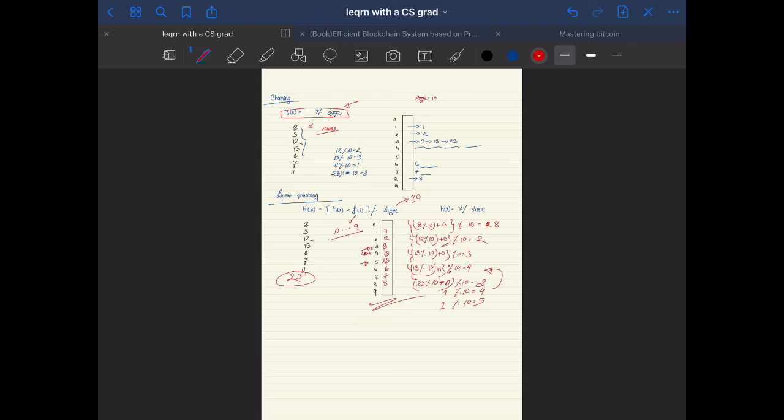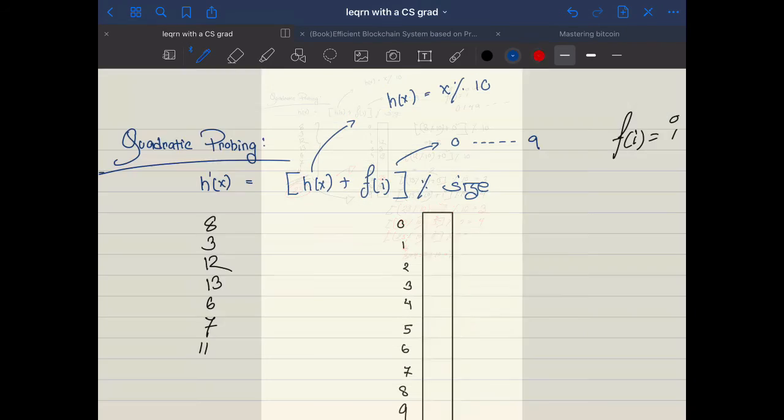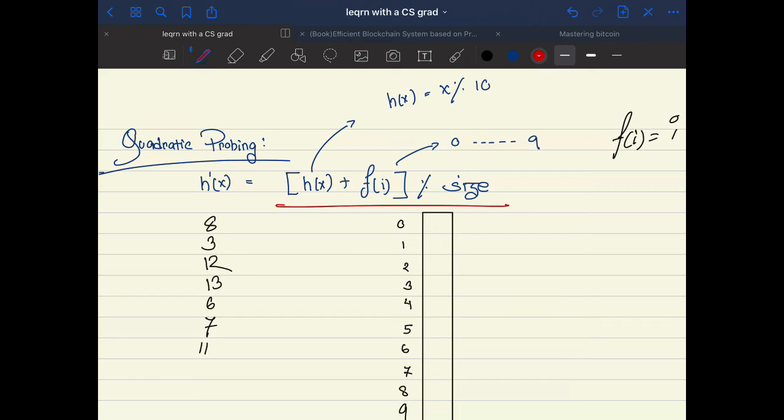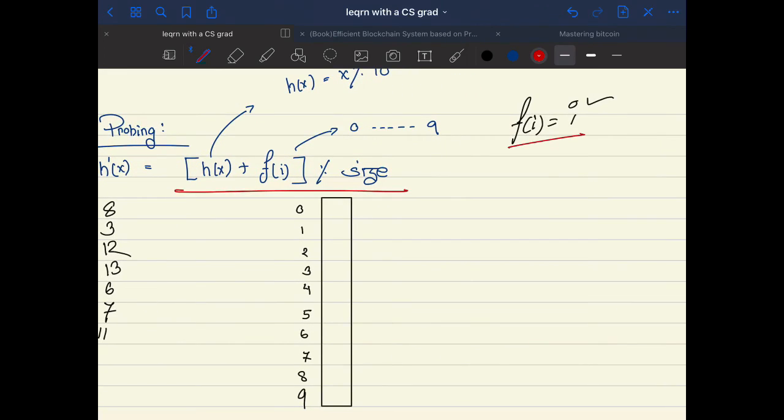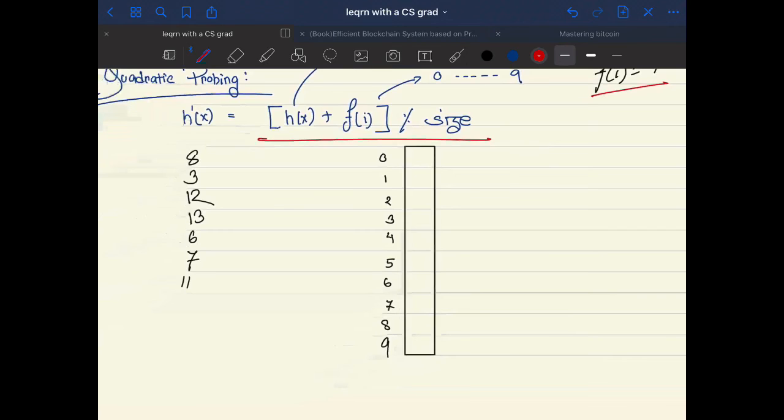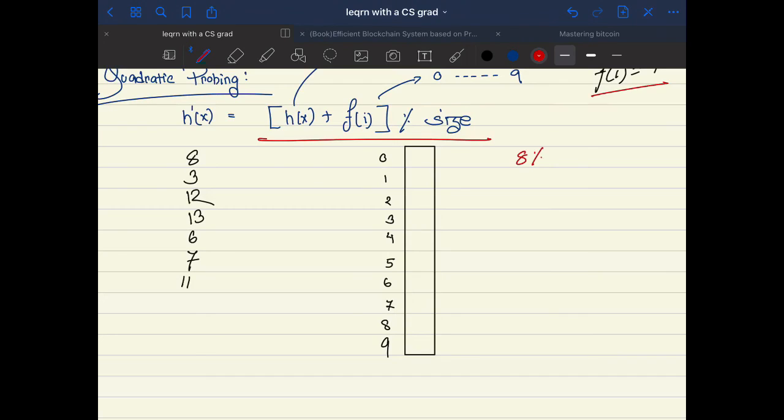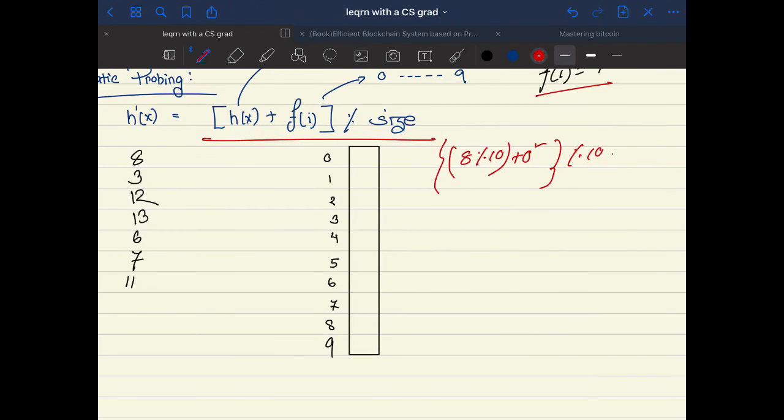Now we are going to look into quadratic probing. In quadratic probing, the equation is similar to the linear probing that we talked about. However, in this case, i becomes i square rather than i. So for 8, we do the same equation: 8 % 10 plus 0 square, modded by 10 for the size, which would give us 8 again. So we put 8. Similarly for 3, we would go to 3.